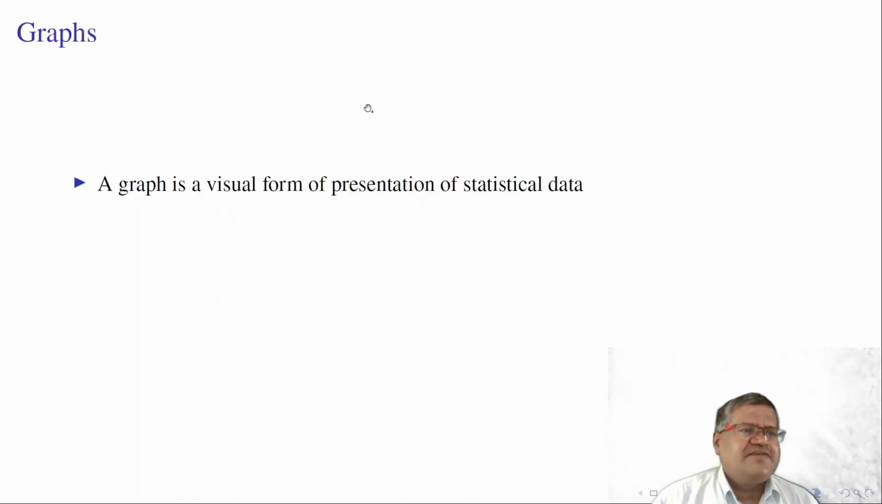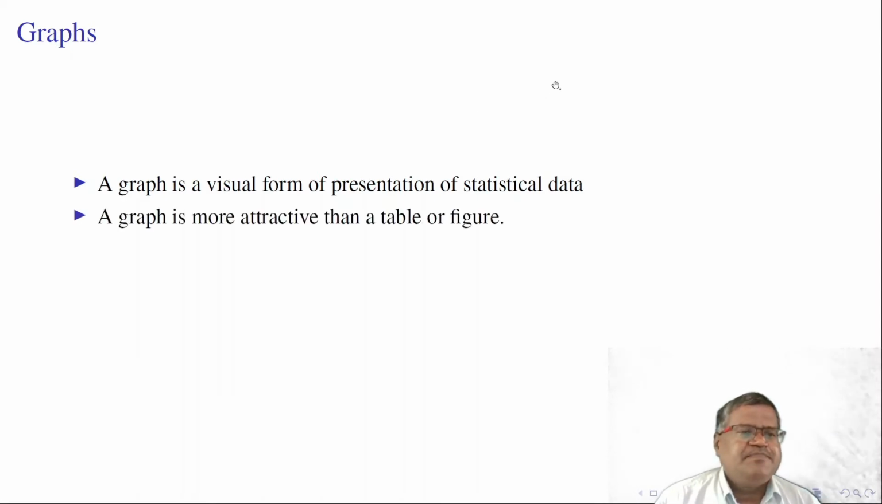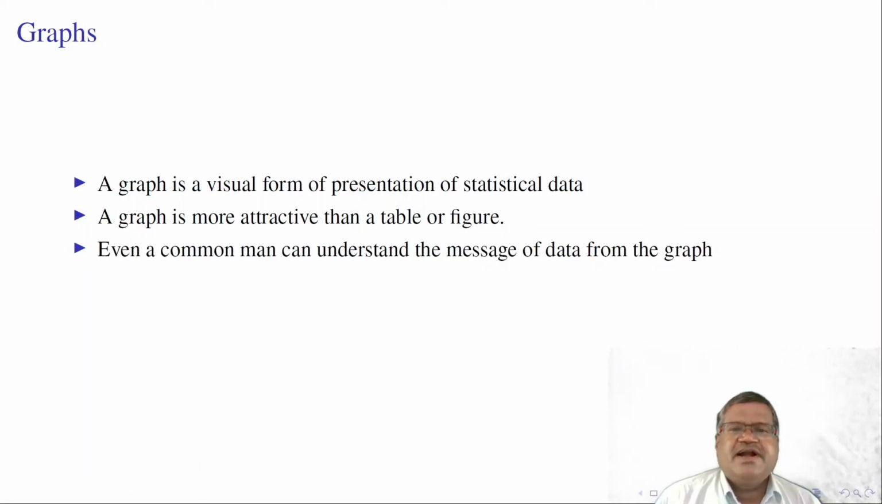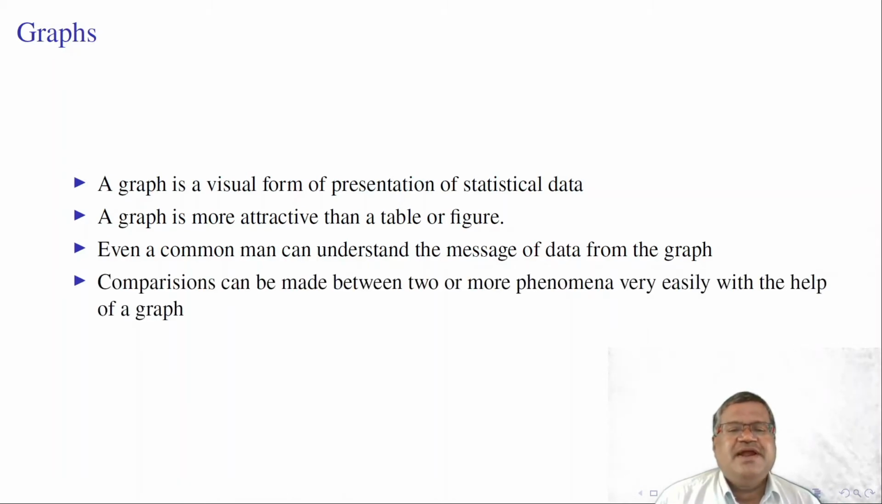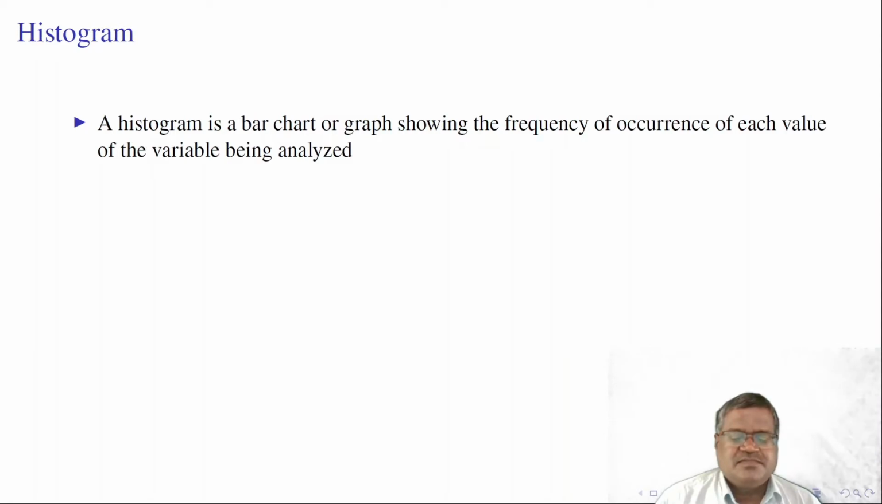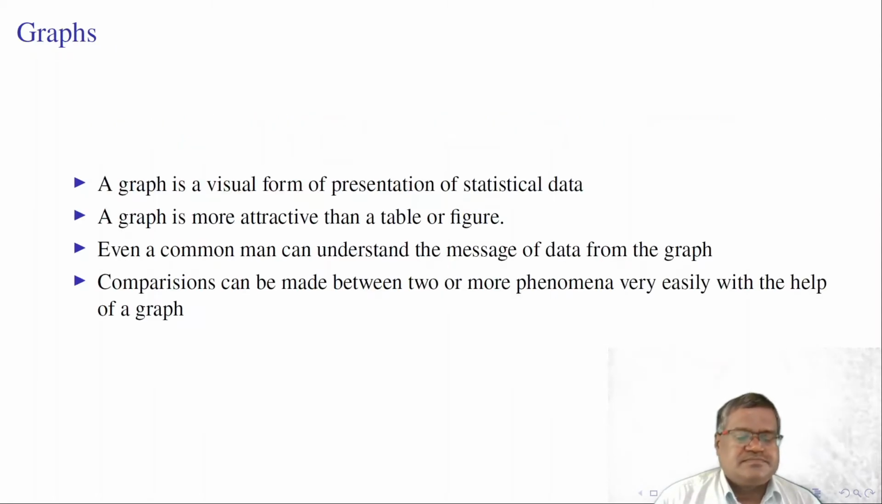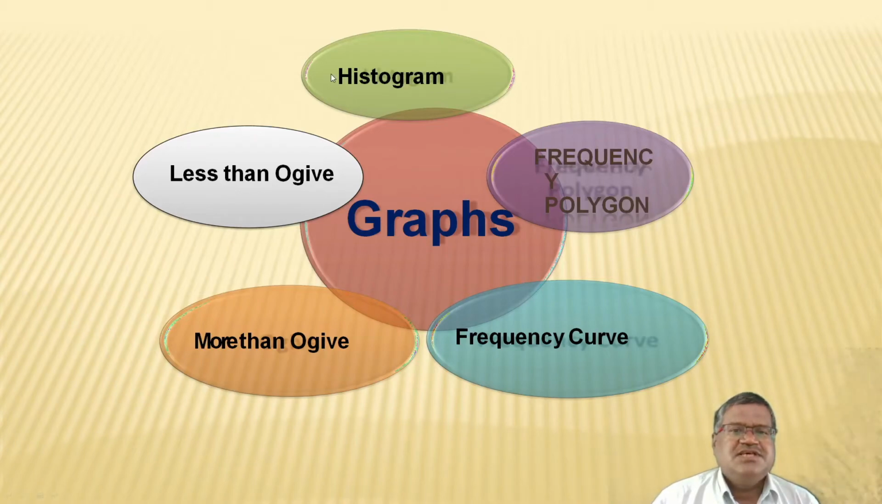Next concept is graphs. A graph is a visual form of presentation of statistical data. A graph is more attractive than a table or a figure. Even a common man can understand the message of data from the graph. Comparisons can be made between two or more phenomena very easily with the help of a graph. These are the types of graphs: histogram, frequency polygon, frequency curve, and less than and more than ogive curves. These two are called ogive curves.